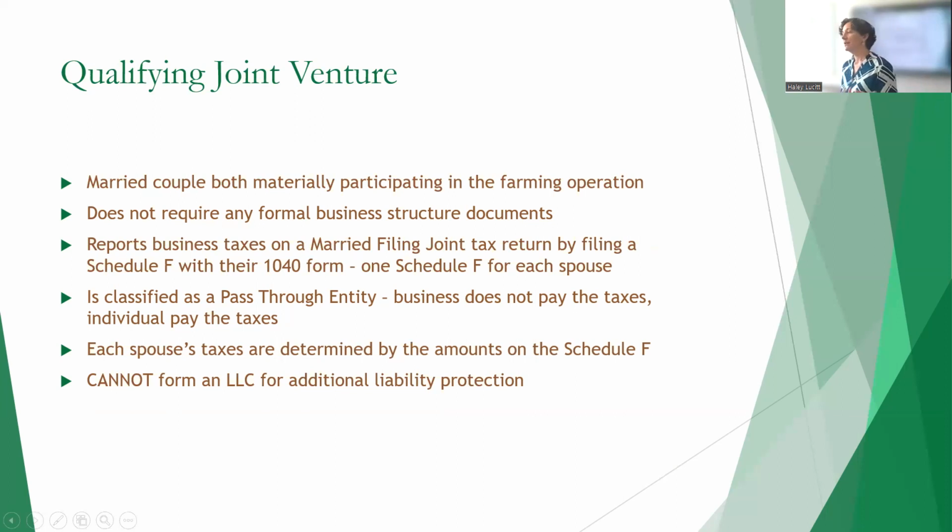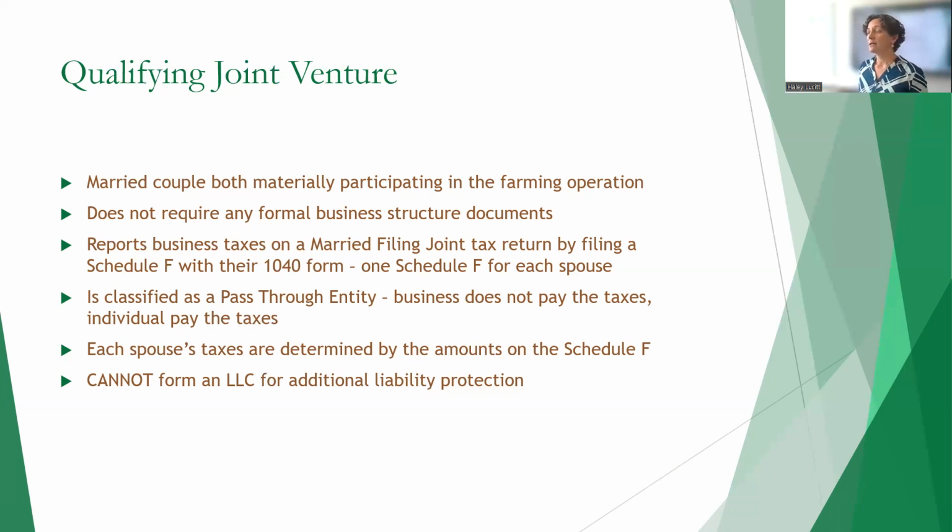You can also have a qualified joint venture, and I think a lot of people maybe have this and don't really know that's what it's called. I did for several years. Jim and I are legally married. We have a farming operation. I take care of the cotton sheep flock. He does the orchard and any market vegetables he decides to grow for the year.